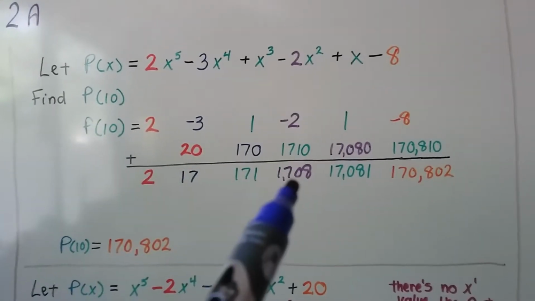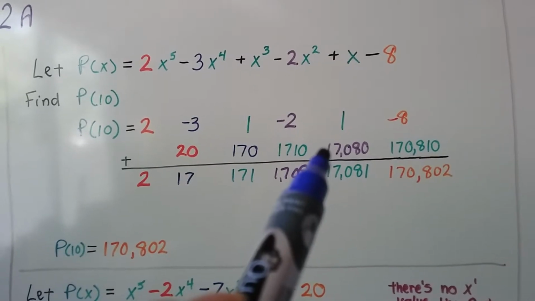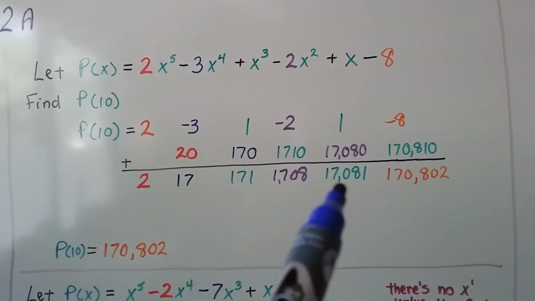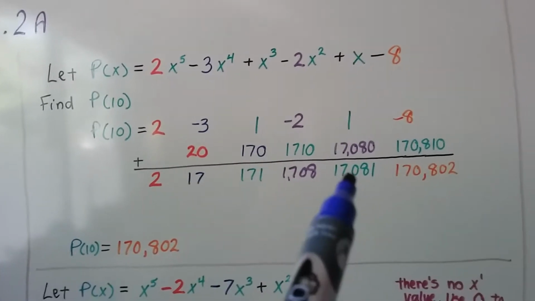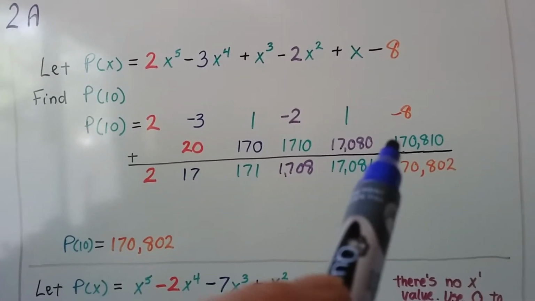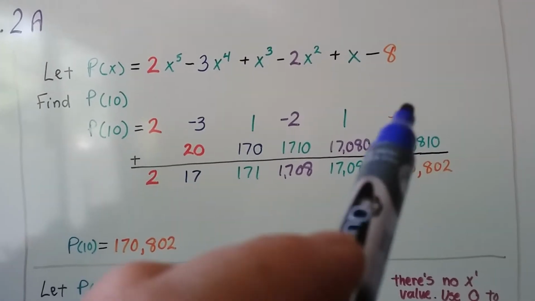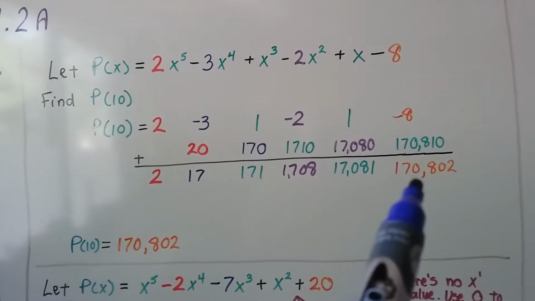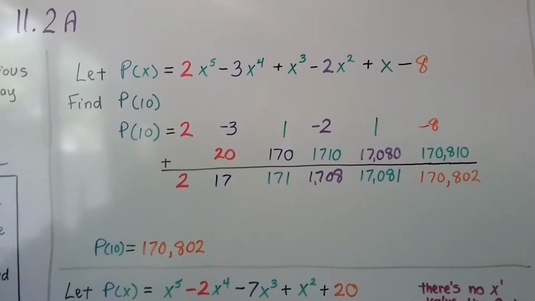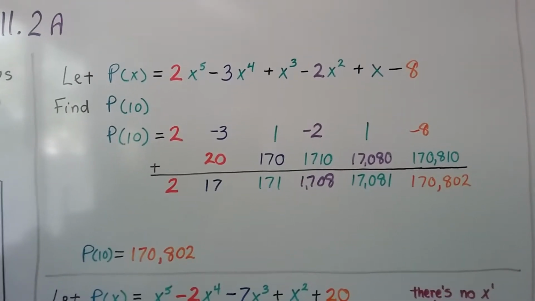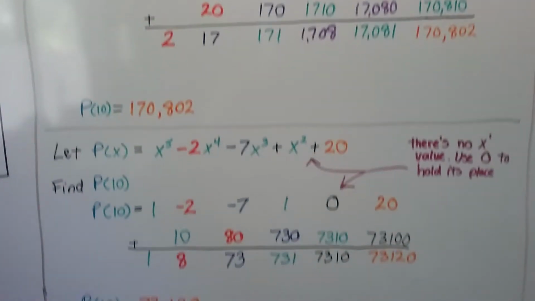We're going to multiply 10 times this and get 17,080. Add it to the 1. We have 17,081. We multiply 10 times this and get 170,810. We add it with the negative 8 and we get 170,802. So P of 10 equals 170,802. See? Let's try that again.